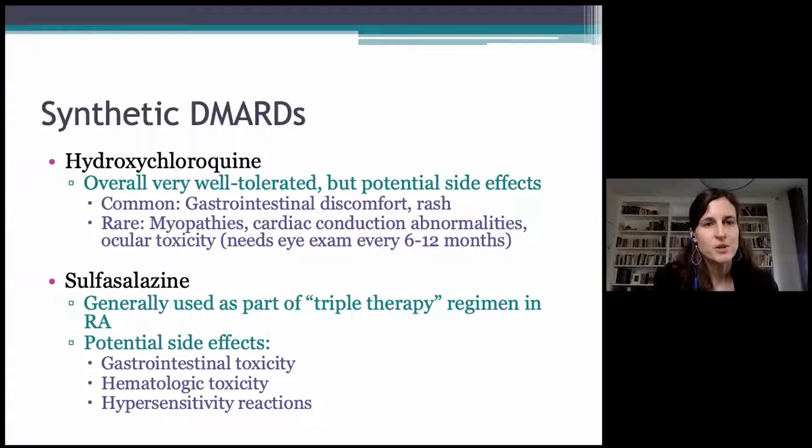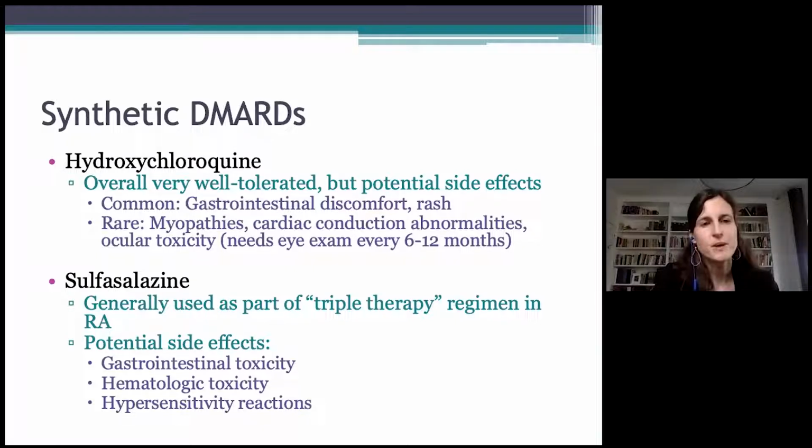So synthetic DMARD therapies include hydroxychloroquine. It's overall very well tolerated, but does have potential side effects. Commonly, we can see gastrointestinal discomfort, sometimes a rash. Very rarely, although this has been in the news more often recently, we can see myopathies, cardiac conduction abnormalities, and again, rarely ocular toxicity. So patients on hydroxychloroquine require an eye exam about every 6 to 12 months.